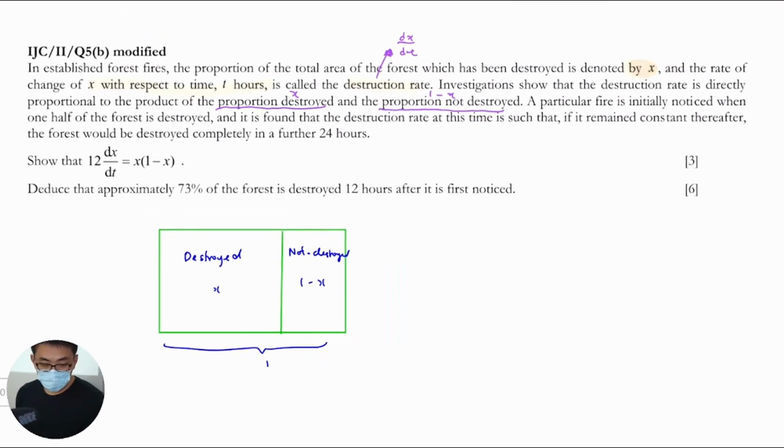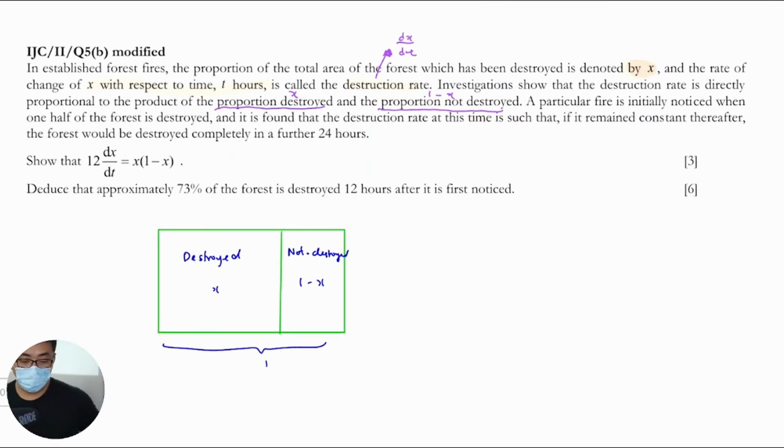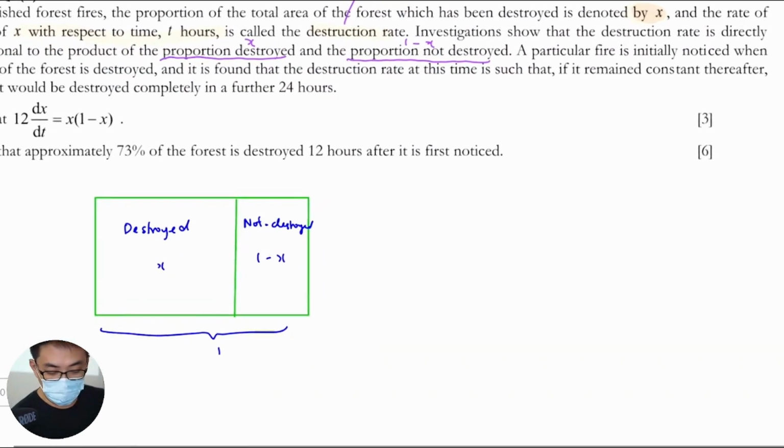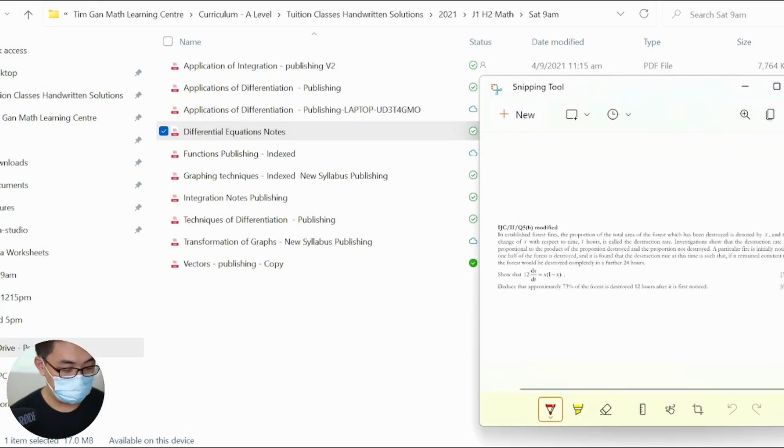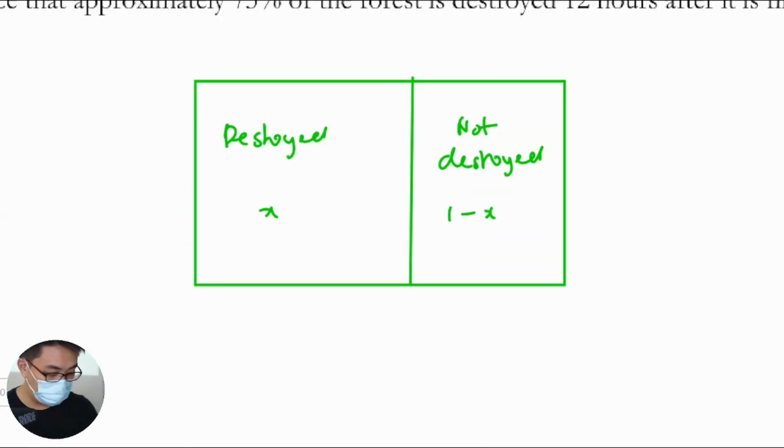Now, let's try and understand this rate here. You're told that the destruction rate, which is dx/dt. So the question is, why is it 1? Because proportion means fraction. Fraction just means 100%. So the whole thing here is 100%. 100% is just 1.